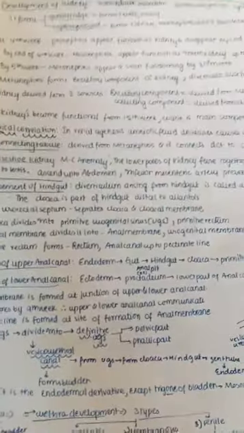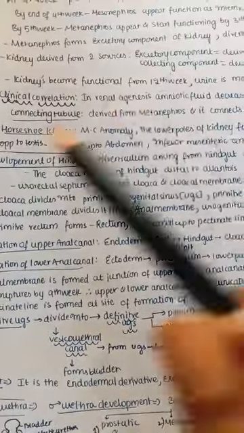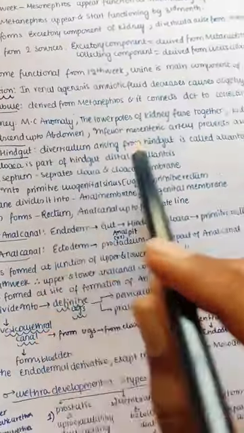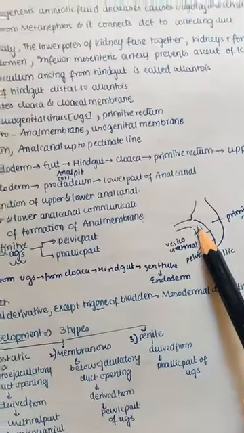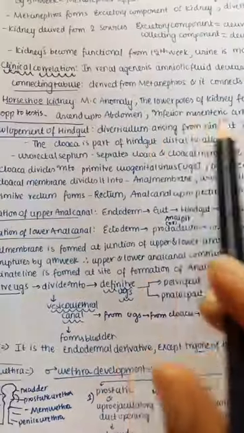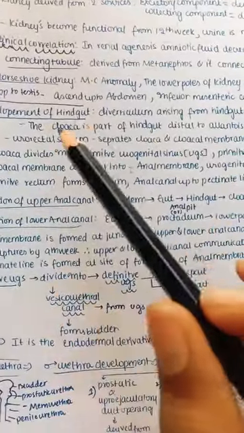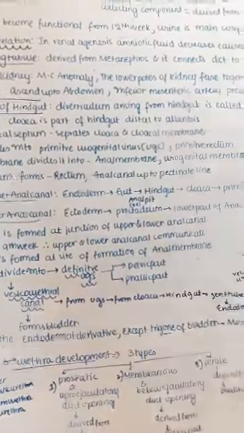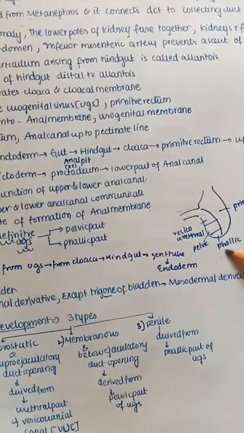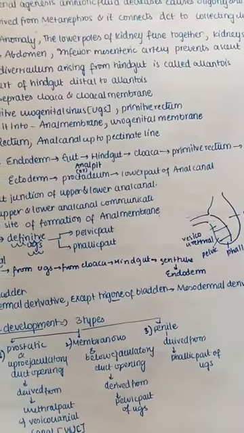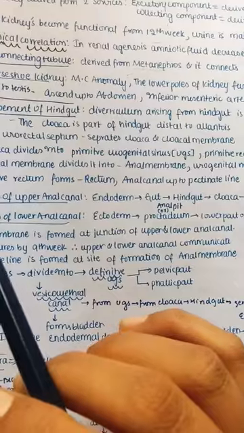Next we have the development of the hindgut. Why are we correlating the hindgut here? Because we'll understand. The diverticulum arising from the hindgut is called the allantois. You can see this is the allantois, a diverticulum arising from the hindgut. And the cloaca is a part of the hindgut which is distal to the allantois. So this is the cloaca.